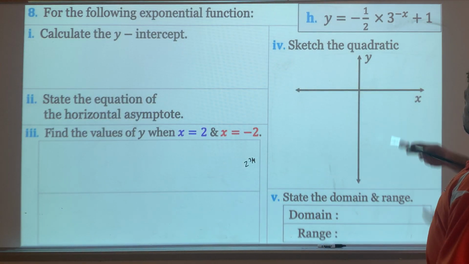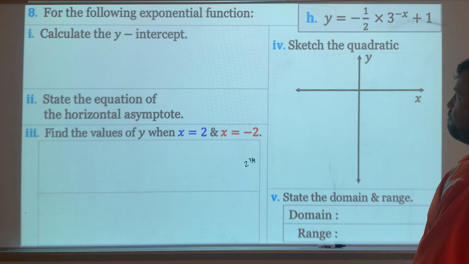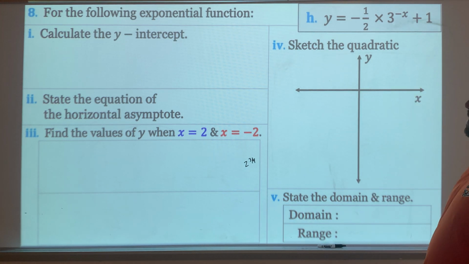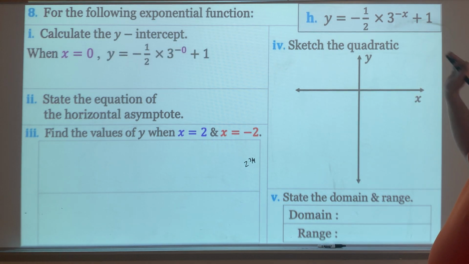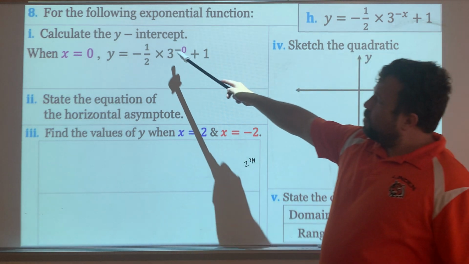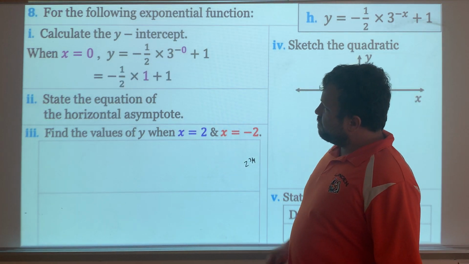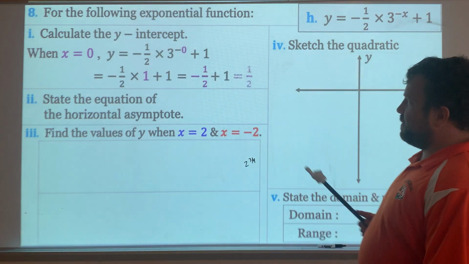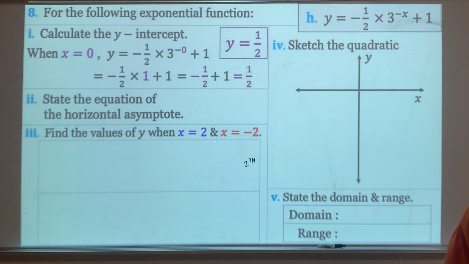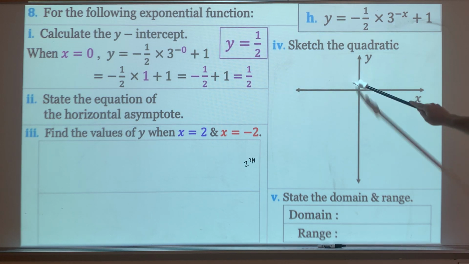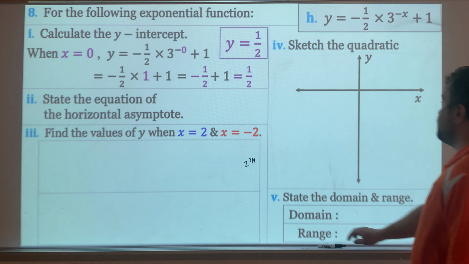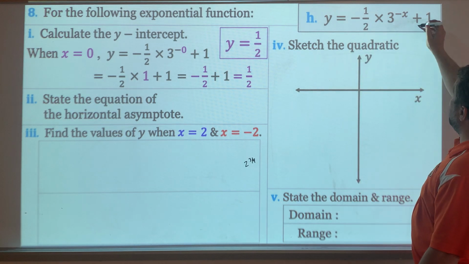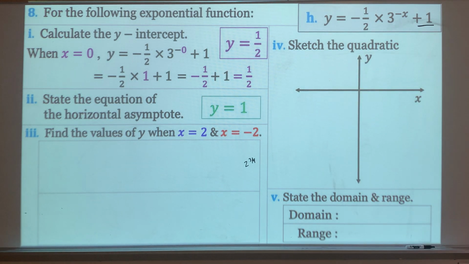That's one of these. Oh, we got a multiplier. Calculate the y-intercept, same thing. Set x equal to 0. Negative 1/2 times 1 plus 1. Negative 1/2 plus 1 is 1/2. Y equals 1/2 is our y-intercept. Horizontal equation, not this, not this, not that. It's whatever you're plusing or minusing, so y equals 1.